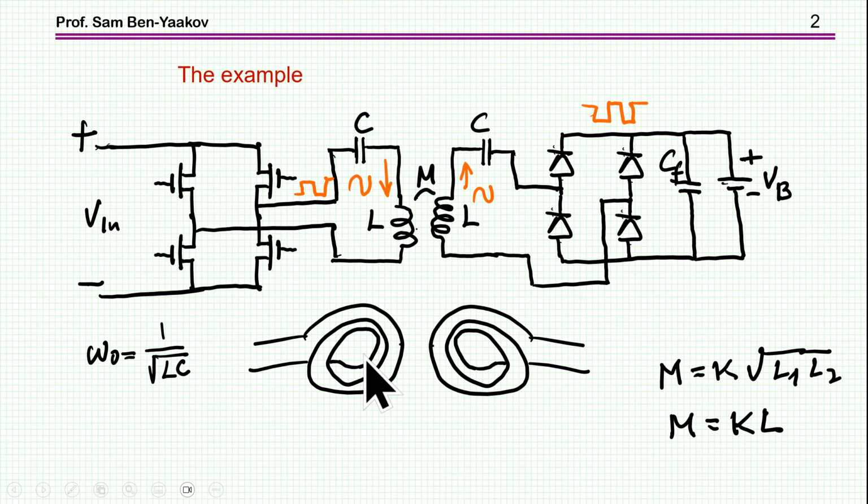Now these two antennas are actually mutual inductances, okay? And the relationship is M equals K, which is the coupling coefficient, times the square root of L1 and L2. I'm assuming in this presentation that the inductances are the same, just for simplicity and not to complicate the equations. And in this case, the mutual inductance is equal to the coupling coefficient times the inductance. Now the resonance frequency of the circuit, of course, with the C and L, is 1 over square root of LC. This is the circular frequency.